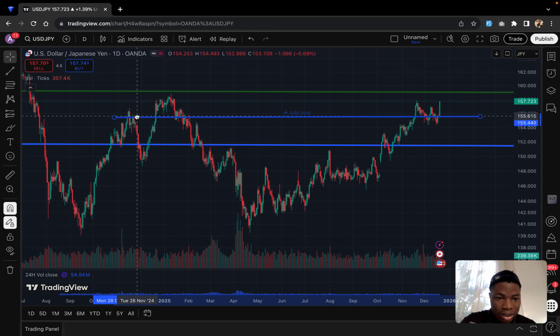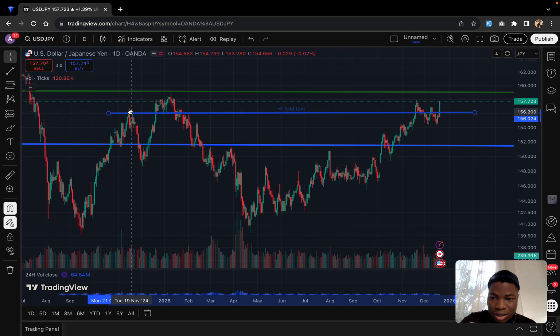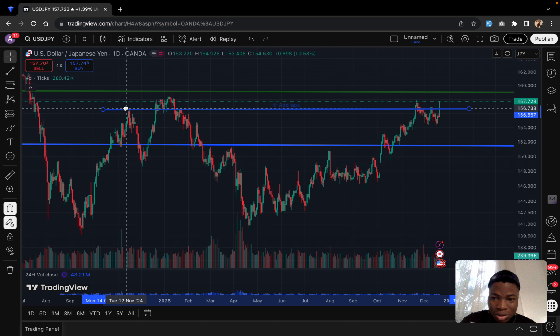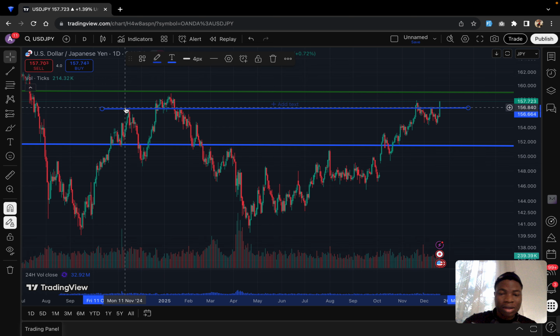So technically you can say this is another support level on a daily time frame. But you might want to see, oh, there is a W pattern here. So there was this W pattern. Let me help you guys draw it now.